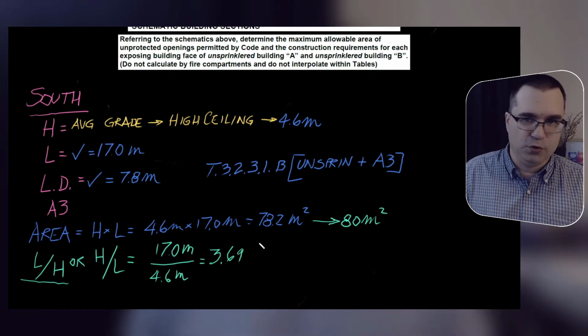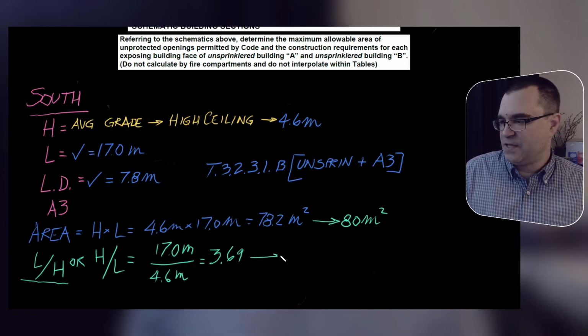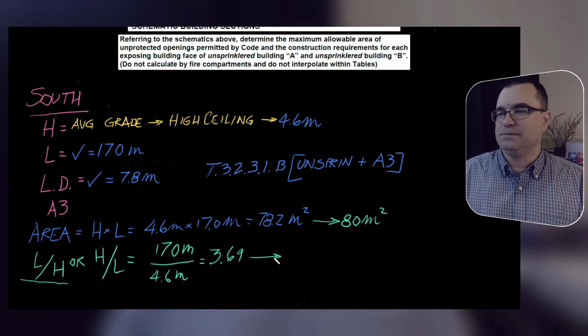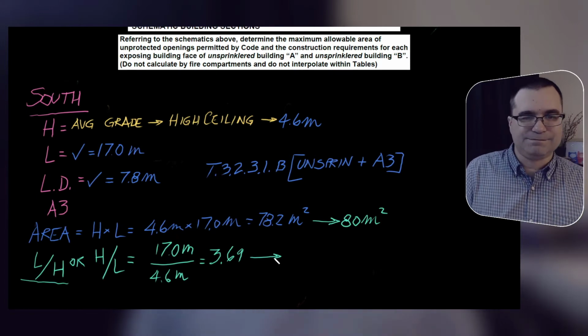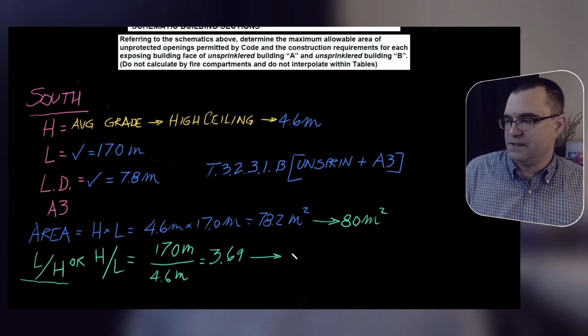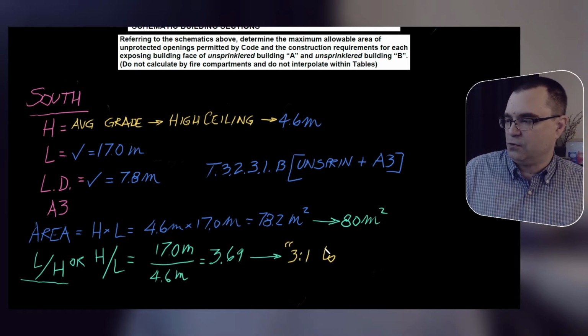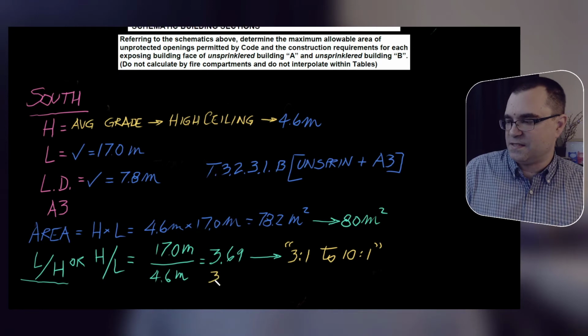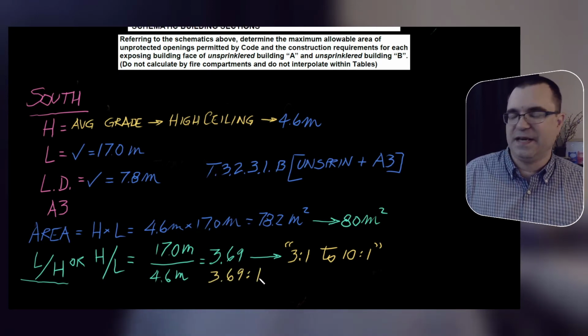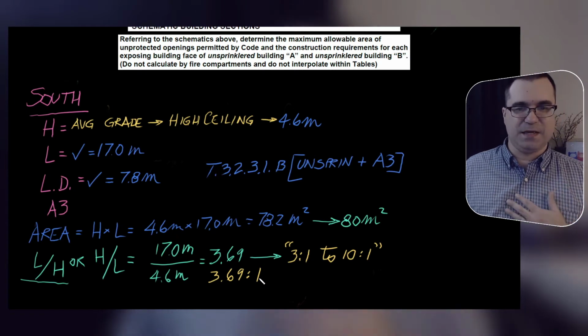3.69 with no units, which then leads us to use from the table. We have to select the row that is 3 to 1, 2, 10 to 1. Right? Because this is like writing 3.69 to 1. Right? Any fraction divided by 1 is that same number.